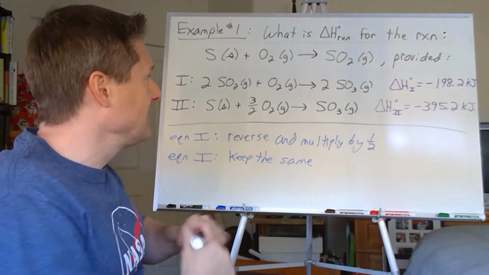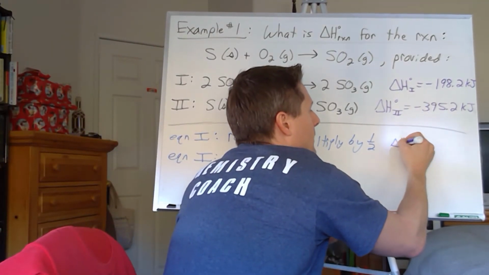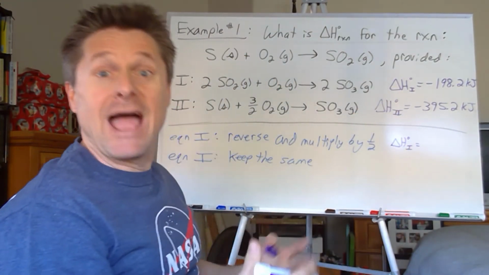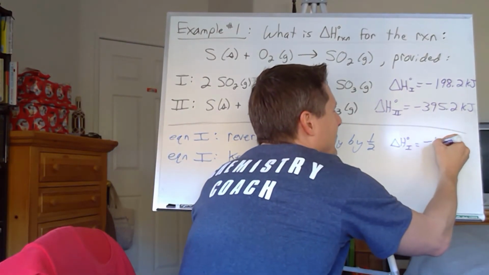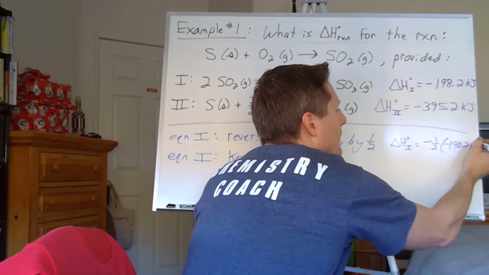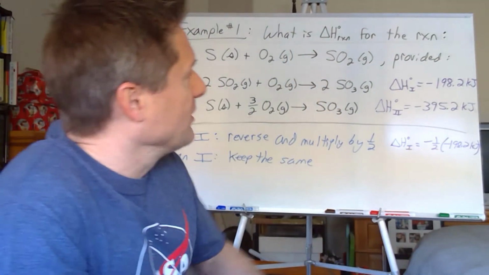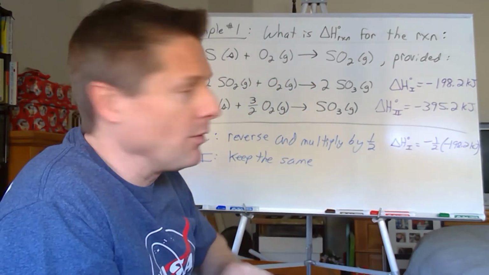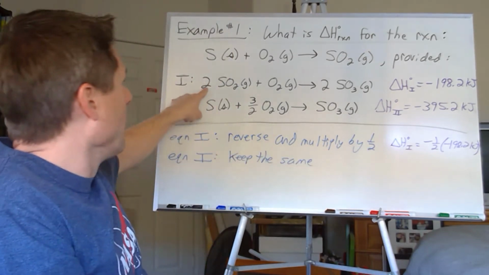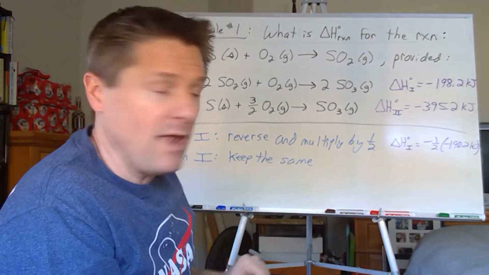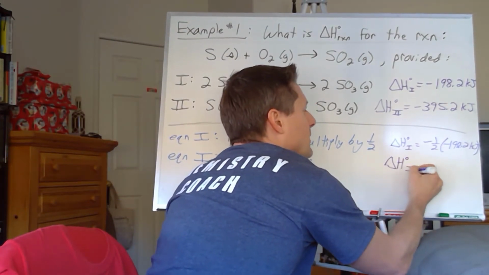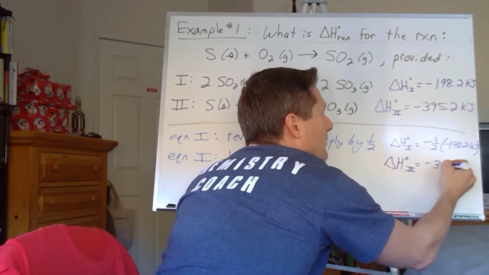So based on this, delta H1, if we reverse it, we're going to change the sign and multiply it by 1/2. So it'll be negative 1/2 of negative 198.2 kilojoules. So we take the negative 198.2 kilojoules, change the sign because we reversed it, and multiply it by 1/2 because we had to multiply it by 1/2 to get from a 2 to a 1. Now, equation 2 will just stay the same.